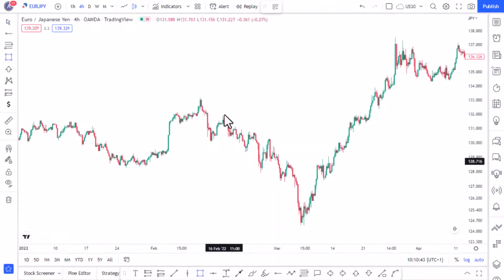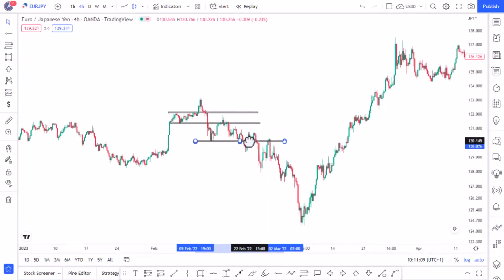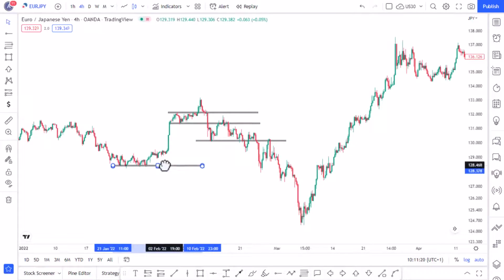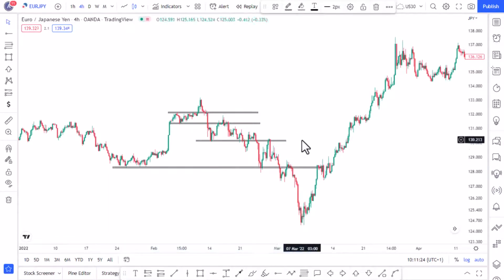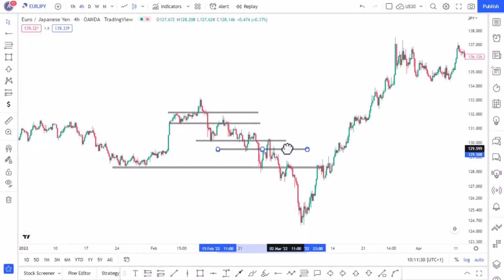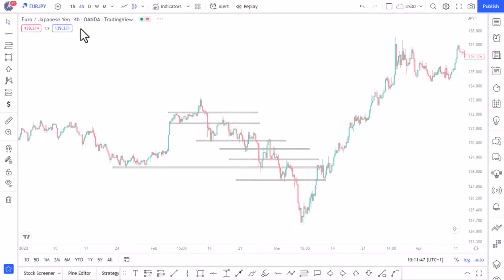All right, so we notice this zone here. Good. We have this one here. Good. We have this one here. Good. Mind you, we have this zone here, which is good. Also this one here. We have this one as well. Lastly but not the least, this one to the downside here. So now we can go back to our 1 hour time frame.